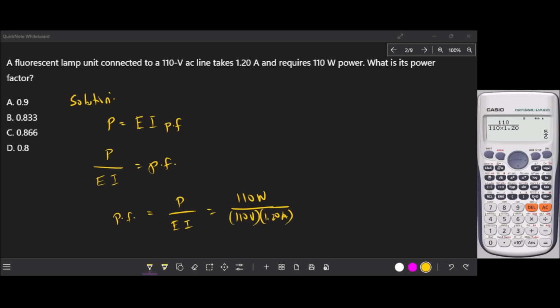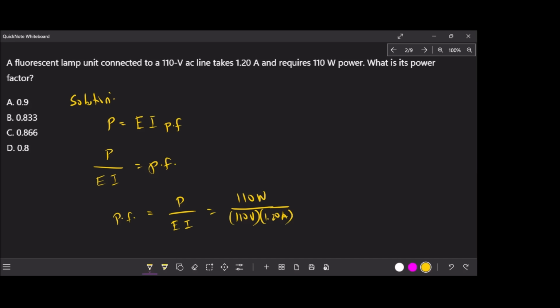So i-shift divide natin ito so that it will become a decimal. So we have 0.833. So we have power factor is 0.833. That is the E.